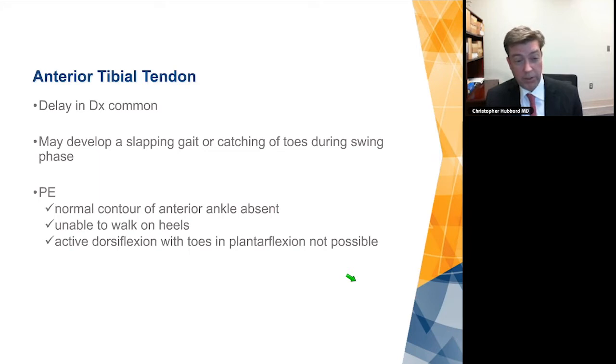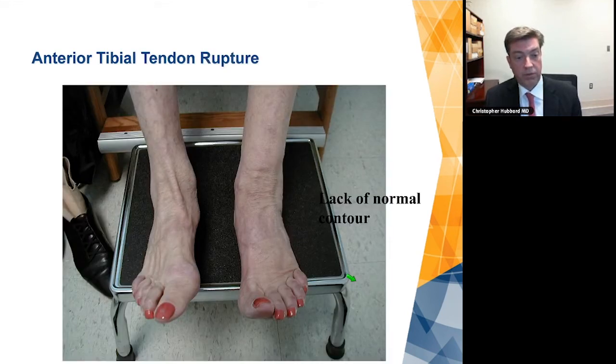In terms of examining these patients, one way is to get them to walk on their heels. They can't do that if the tendon's not intact. If you have them put the toes down and try to bend up, you're eliminating the extensor tendons and relying on this tendon, and that's difficult if it's disrupted. It's a good way to have them dorsiflex both sides. Here you see on the right ankle a good cord-like structure of the anterior tibial tendon, and really not there on the left.